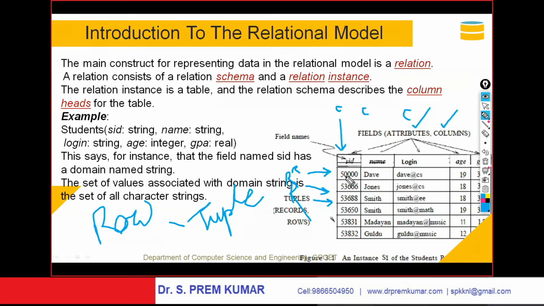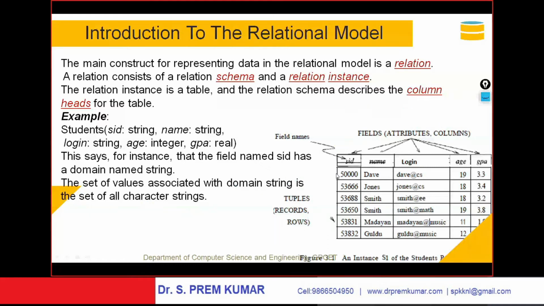For example, here, the student ID is 50000, the name is Dev, login is dev@CS, age is 19, and grade is 3. This is called a tuple or row. This is one row, second row, third row, fourth row, fifth row, sixth row. So totally there are 6 rows. How many columns are there? First, second, third, fourth, fifth column. 5 columns and 6 rows are there.